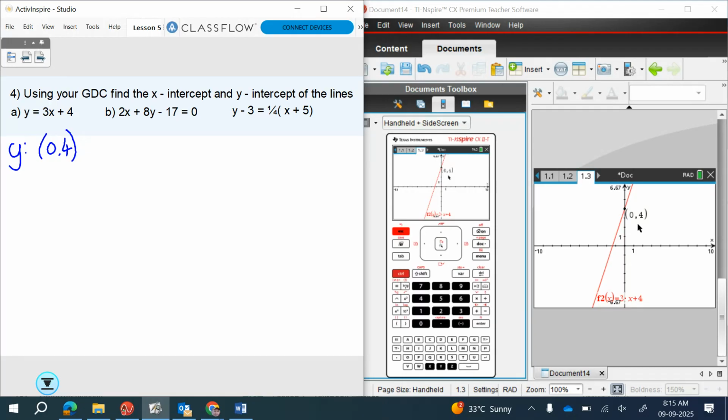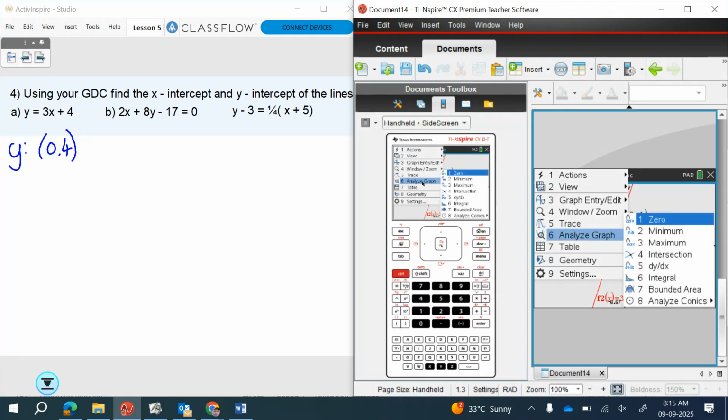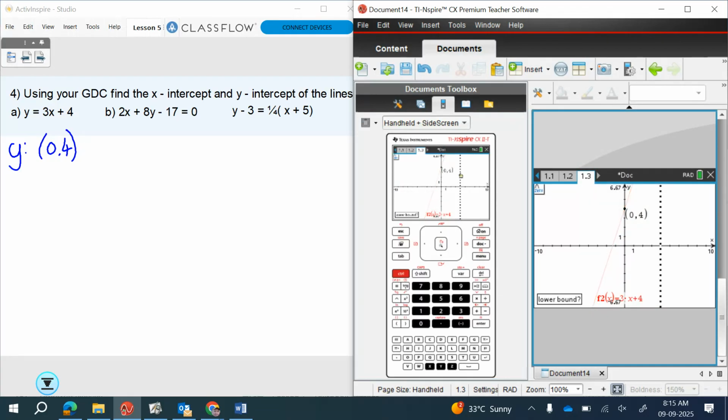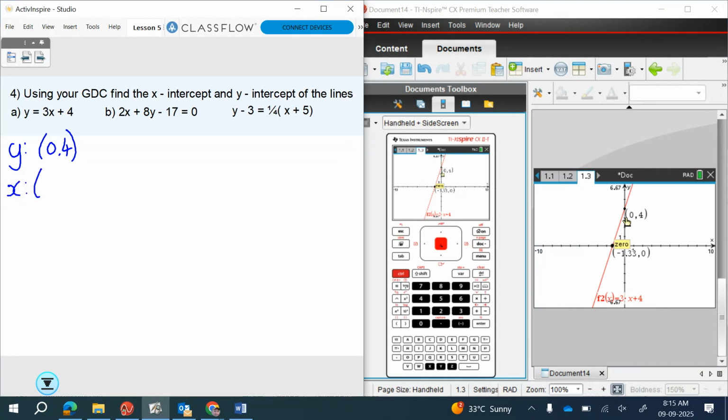The x-intercept would be where it crosses the x-axis, that would be the 0. So the technique would be menu 6, analyze graph, and then find the 0. You get asked where is the lower bound, where is the upper bound. So we scroll this across, press, scroll it across to the other side, and press, and we see that it comes at minus 1.33, 0.